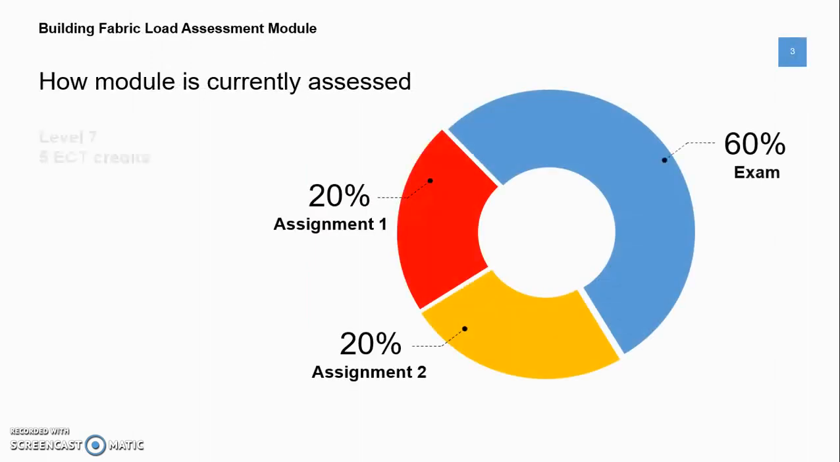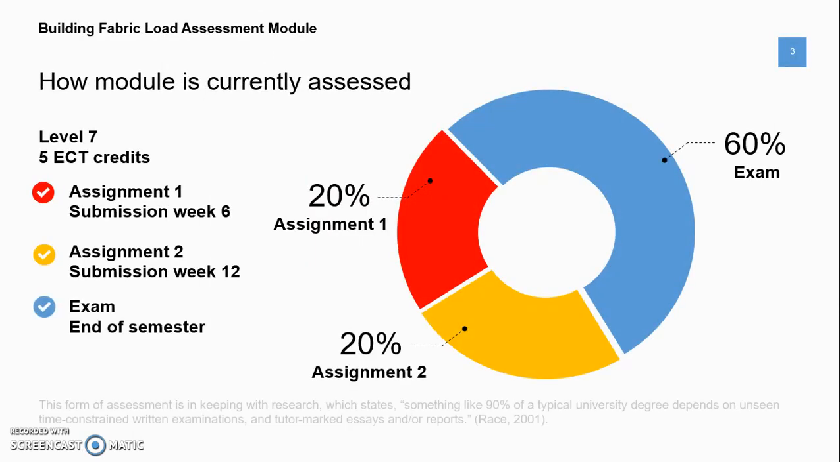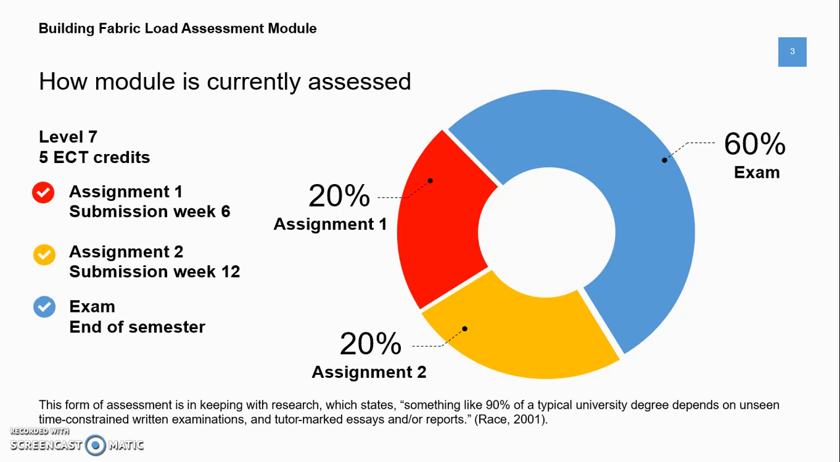How the module is currently being assessed. The module is a Level 7 course and attracts 5 ECTS credits. Currently, my assessment strategy involves students producing 2 assessments based on work they have completed using industry standard simulation software and an end-of-semester final written exam.